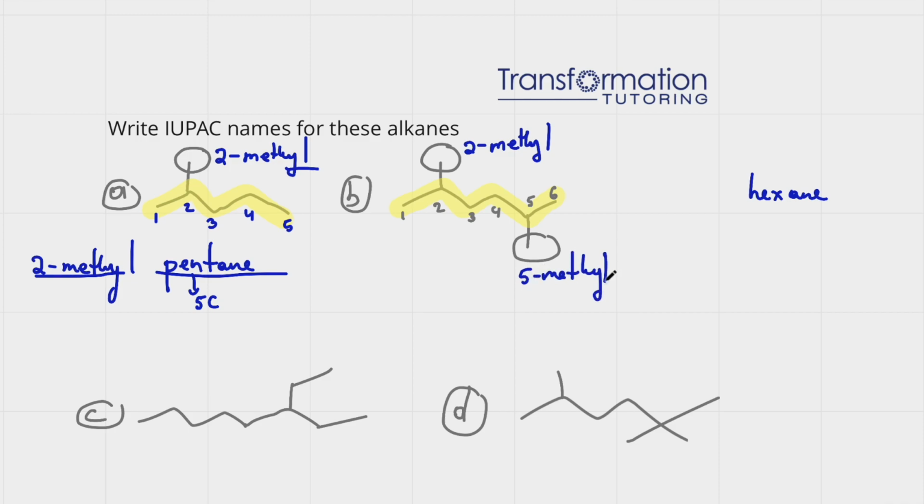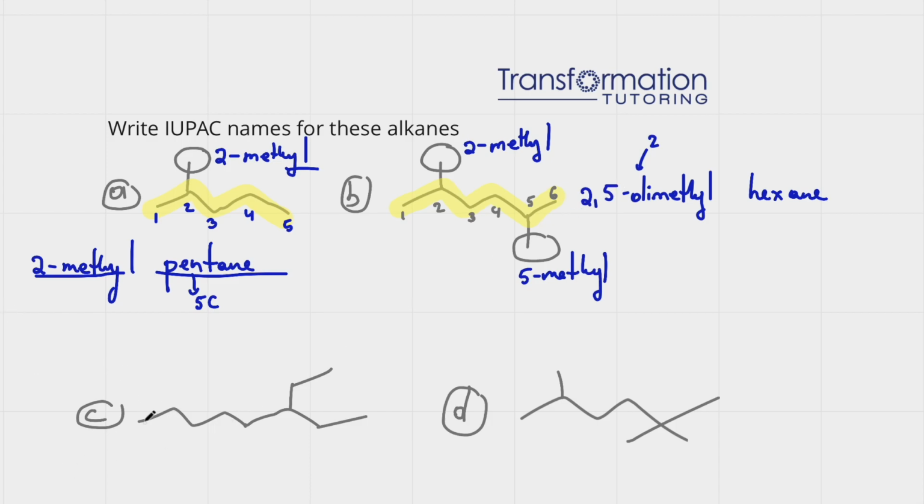When we have 2 or more substituents with the same name, for example, both of them are methyls, we have to combine them. So instead of saying 2-methyl and 5-methyl, what we do is we will say 2,5-dimethyl. Di means 2. So this signifies that there are 2 methyl groups on carbon number 2 and on carbon number 5. Now let's go to part C.